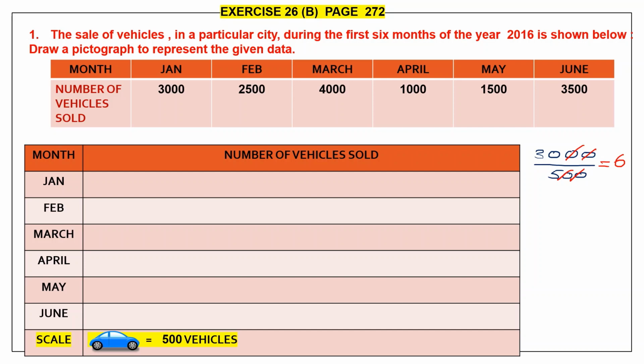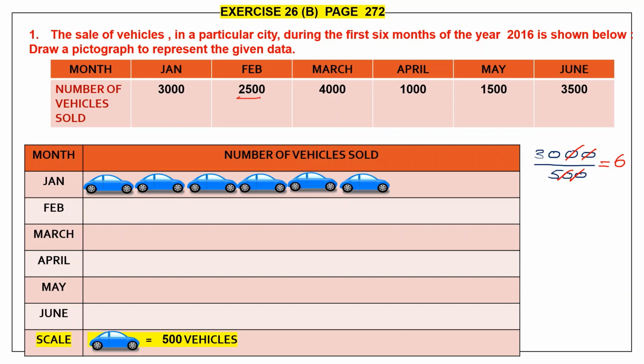So let's begin. We have one car there. Now we need to have 6. So 1 is 500, 2 will be 1,000, 1,500, 2,000, 2,500 and 3,000. So we have 6 cars there. Now let's go on to February.